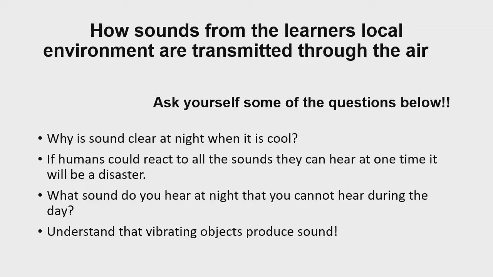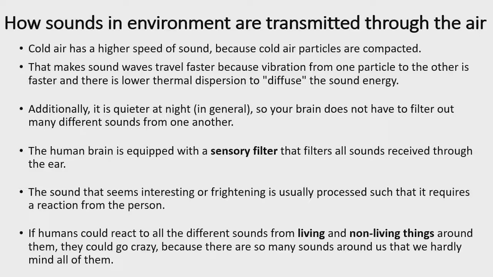What you need to understand from this principle is that vibrating objects normally produce sound. So vibrating objects produce sound. Now, how are sounds in an environment transmitted through the air? What happens is that cold air has a high speed of sound. This is because the particles are so compacted. When the particles are so compacted, the sound travels at a high speed. That makes the sound travel faster because the vibration from one particle to the other is much faster. There is also a lower thermal dispersion, which tends to diffuse the sound energy.